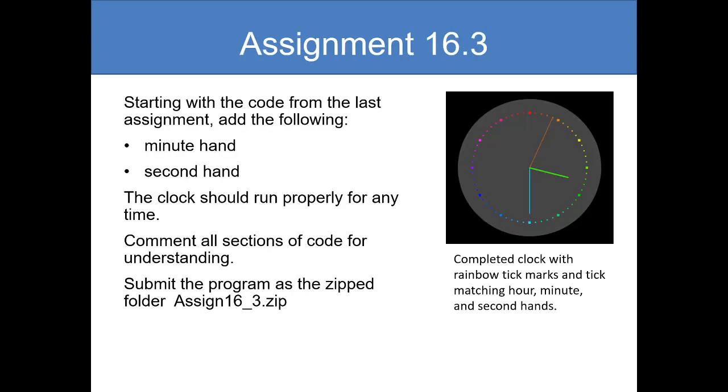Like I said, this is a pretty short little section. So what you're going to do is, from your last assignment, add a segment for your minute hand and add a segment for your second hand. It should run based off your computer's internal clock. Comment on all sections of the code so that you know how you did, and hopefully you commented on the hour hand because it'll make it a lot easier. That should look something like the picture on your right. You're going to see that it's working.